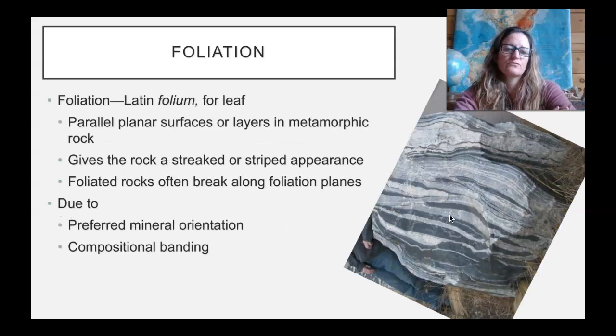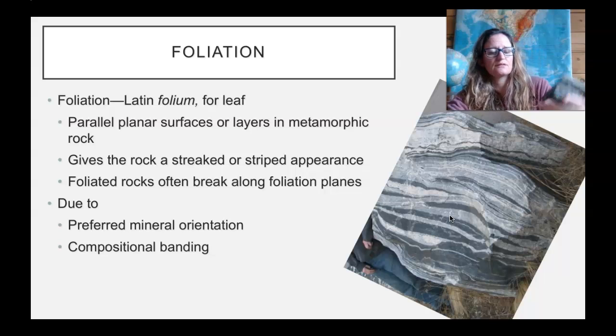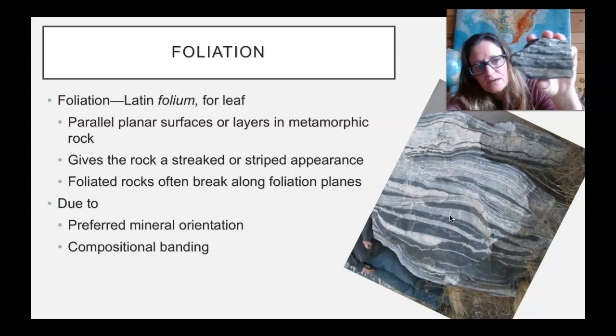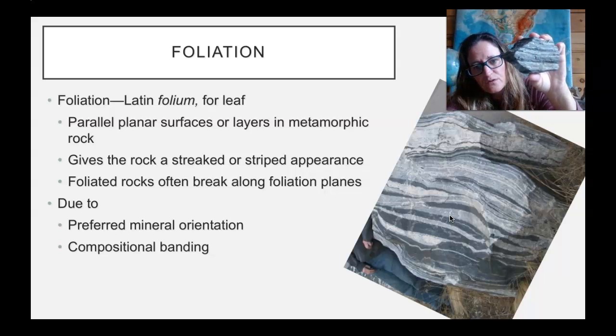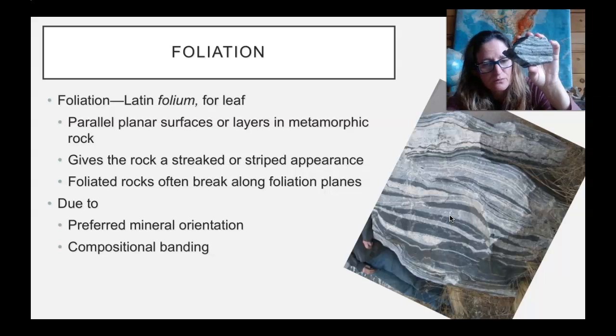Okay, foliation. Foliation comes from the Latin word folium, which means leaf. And these are the alignment of those crystals to form planar fabric. And so here is a nice example in my hand and in that image down below. And this is banding, but it's a preferred orientation. And in this case, it's a compositional banding as well.